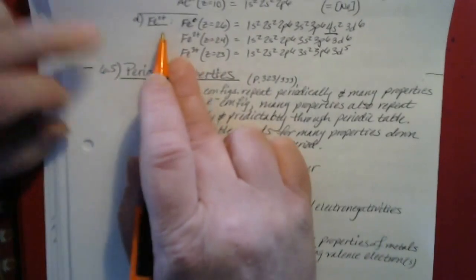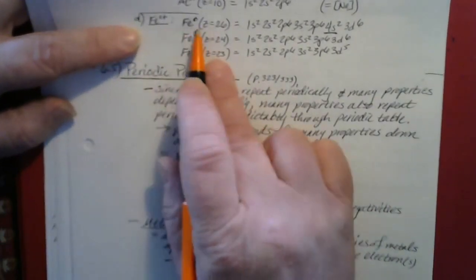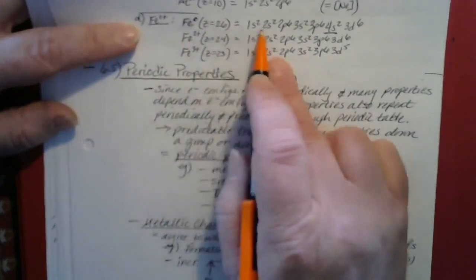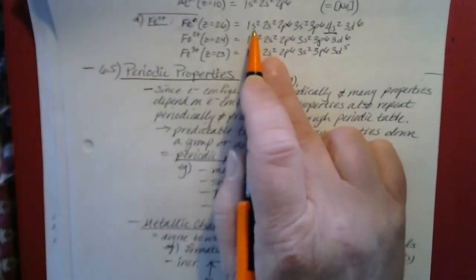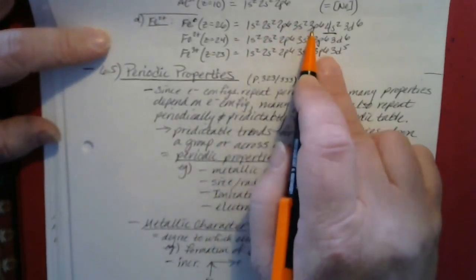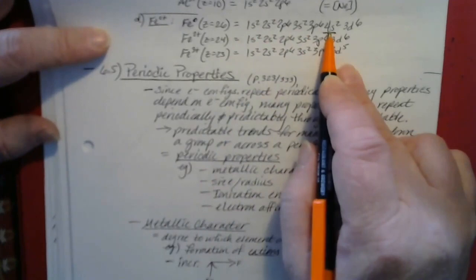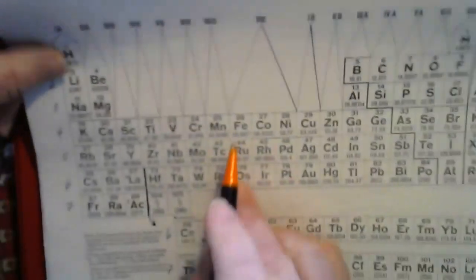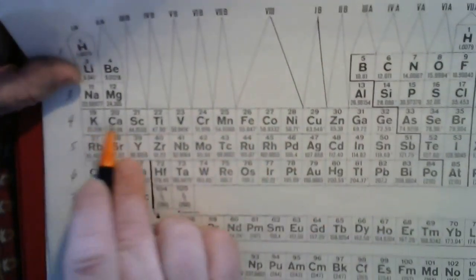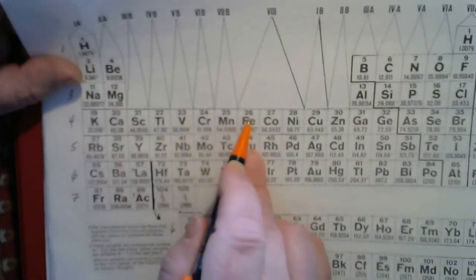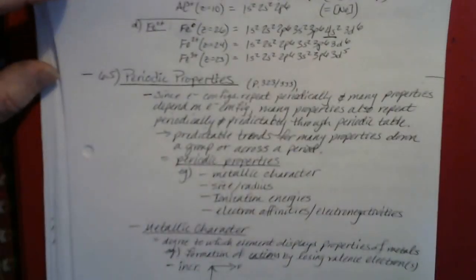And lastly, iron. Iron with no charge, that is the element iron, has 26 electrons, and it will have a configuration of 1s2, 2s2, 2p6, 3s2, 3p6, 4s2, 3d6. You can see here's iron, and so it'll end with 4s2, and then 3d, 1, 2, 3, 4, 5, 6. All right, so that makes sense.